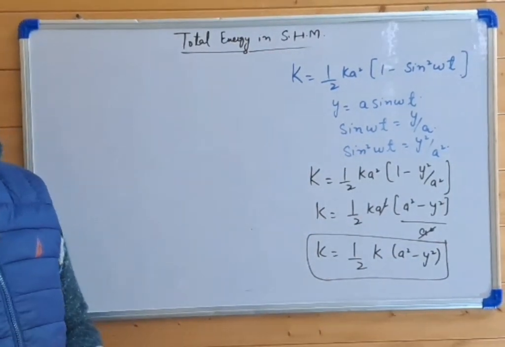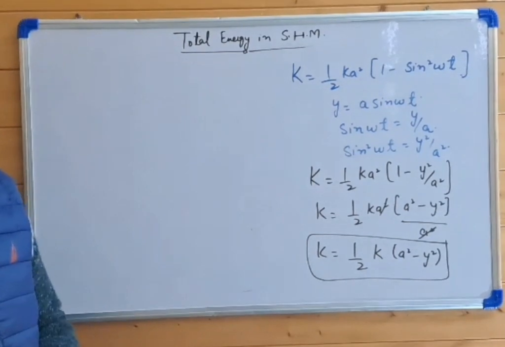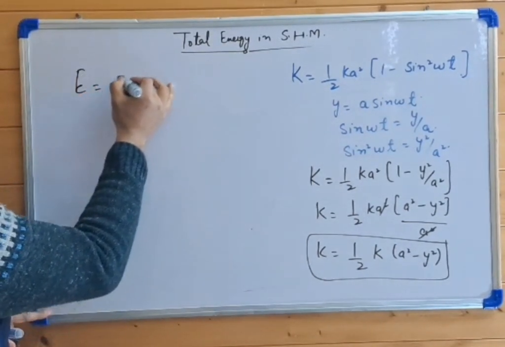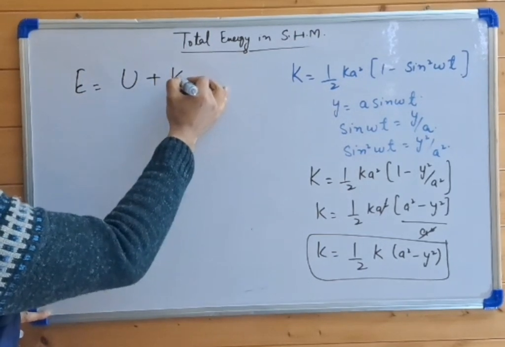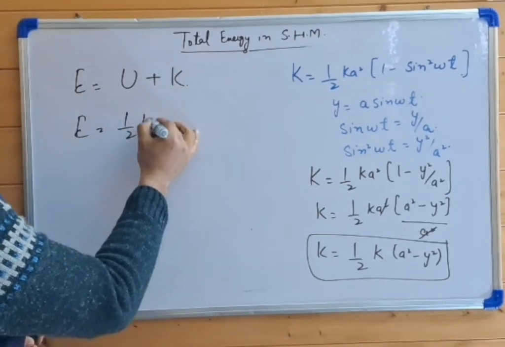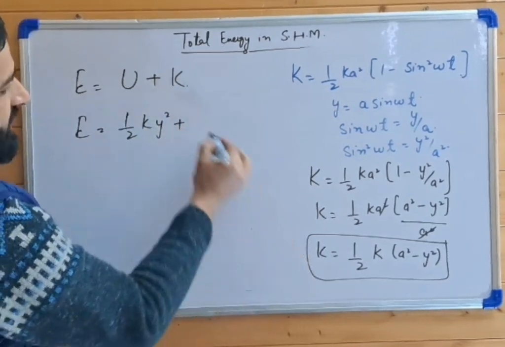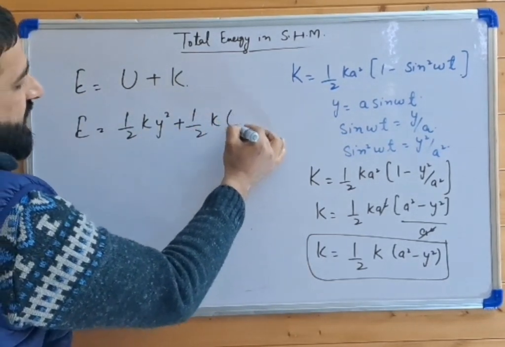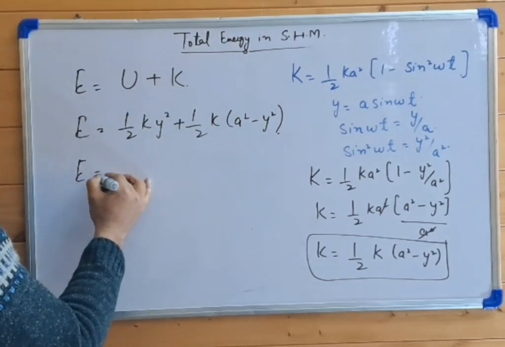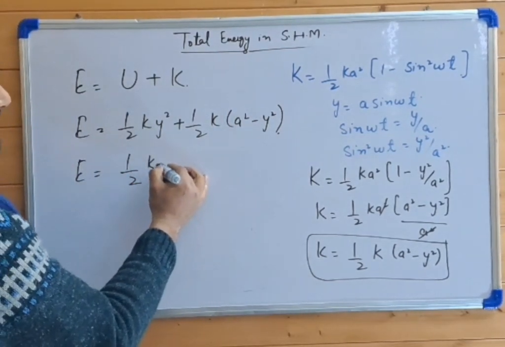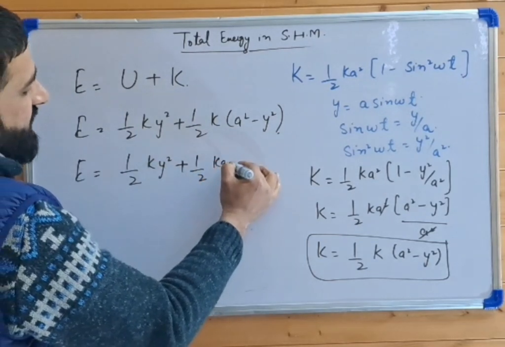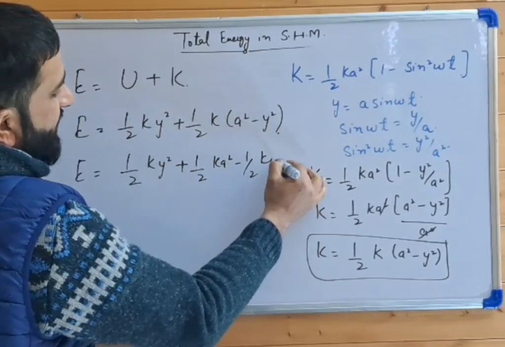Now the total energy is the sum total of kinetic energy and potential energy. So we get total energy E is equal to U plus K. E is equal to U, as already calculated, it is 1 by 2 k y square, plus kinetic energy, which is equal to 1 by 2 k into A square minus y square. Simplifying it, total energy is equal to 1 by 2 k y square plus 1 by 2 k A square minus 1 by 2 k y square.